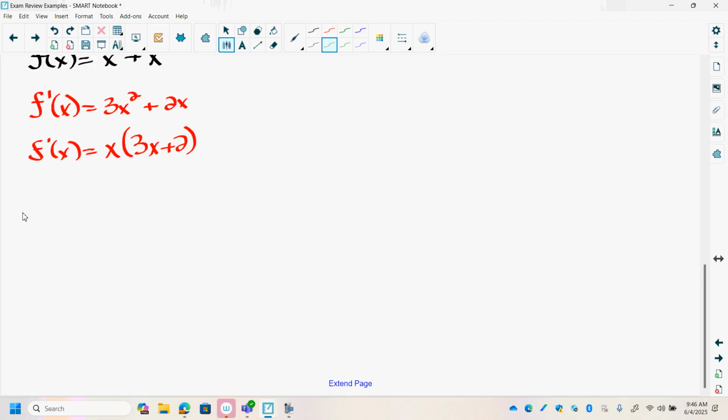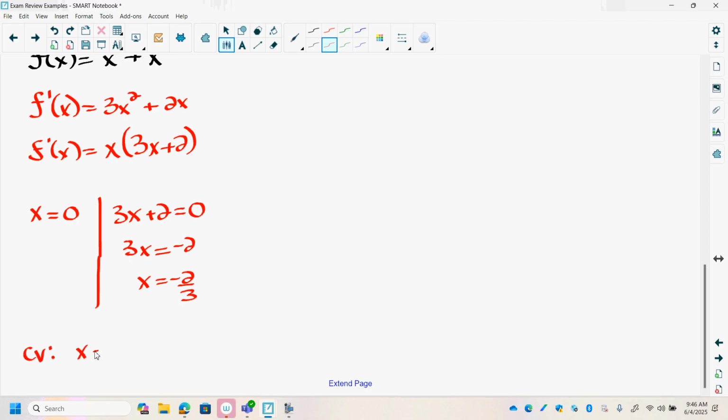I want to get my critical values, the values of x that make the derivative equal 0 or make it undefined. Well, nothing's going to make it undefined, but what would make it equal 0? If I take the x and set it equal to 0, and I take the 3x plus 2 and set it equal to 0, well, there's one critical value or critical number. And there's the other, negative 2/3. I subtracted 2 from both sides and then divided by 3. So I have two critical values, x equals negative 2/3 and 0.